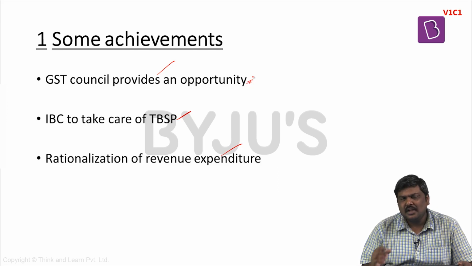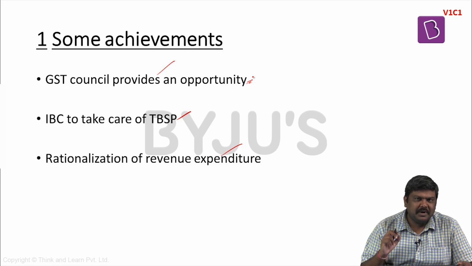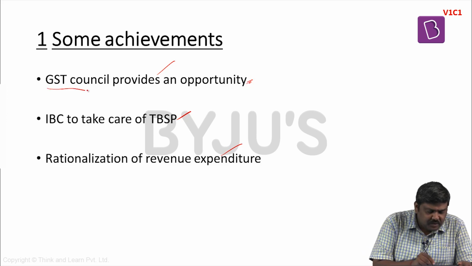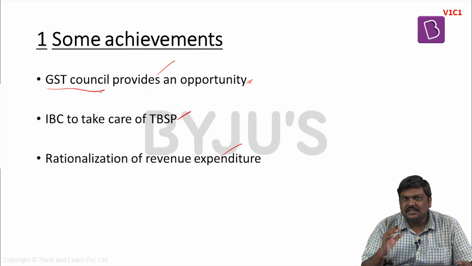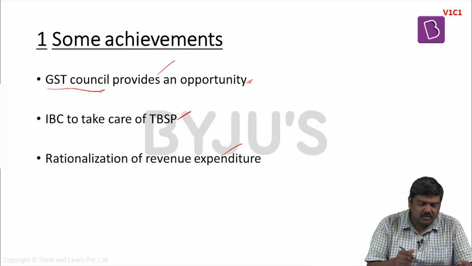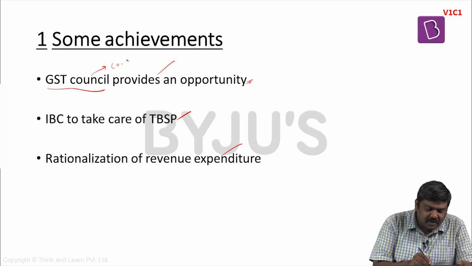Now one of the important outcomes of the implementation of GST has been the formation of the GST Council. In the GST Council, there is representation of both the central government as well as the state governments, and this formation of a GST Council represents cooperative federalism.